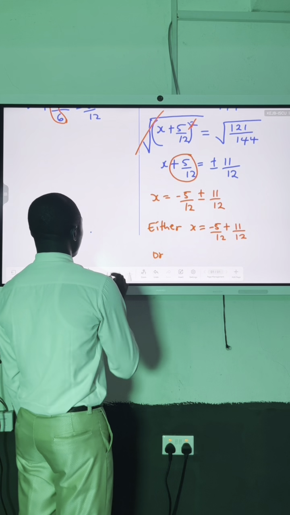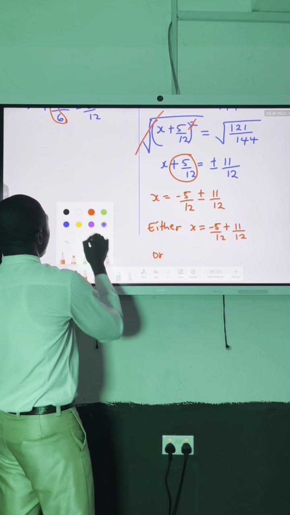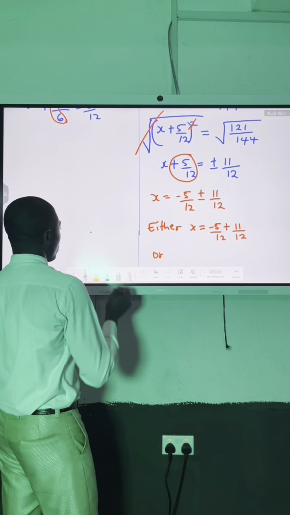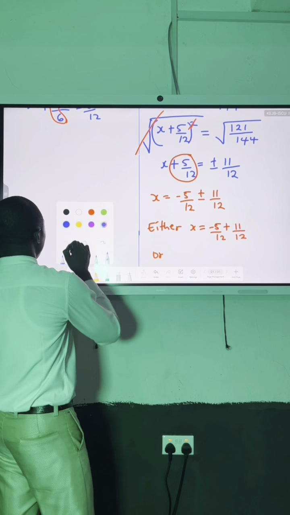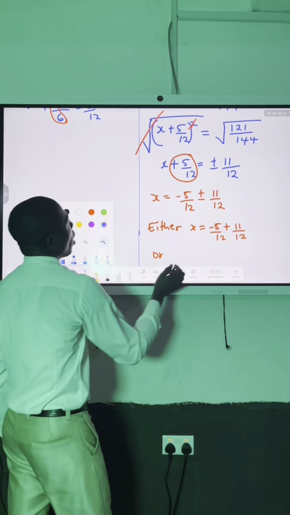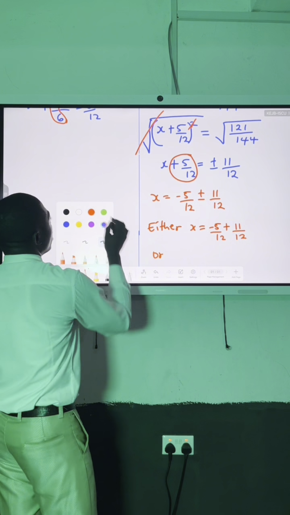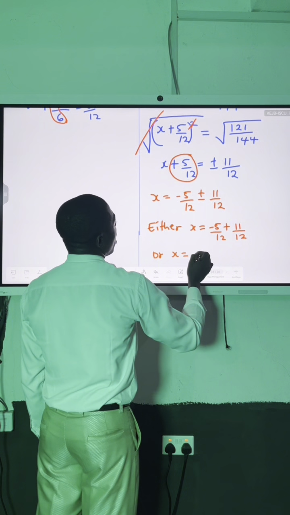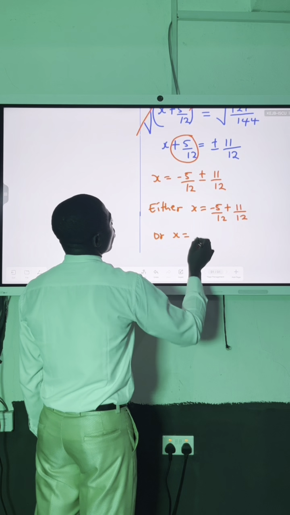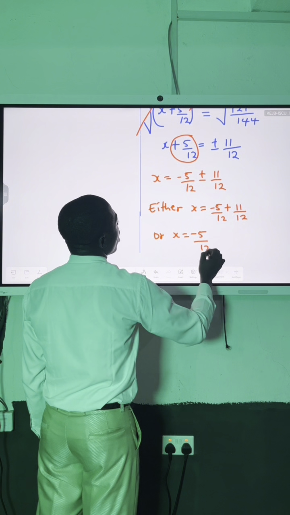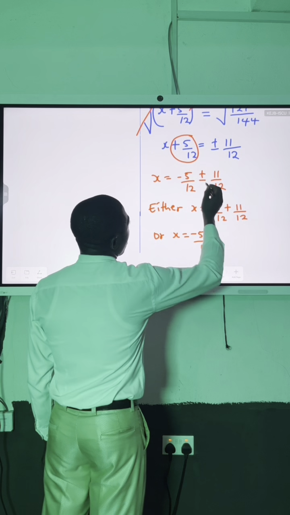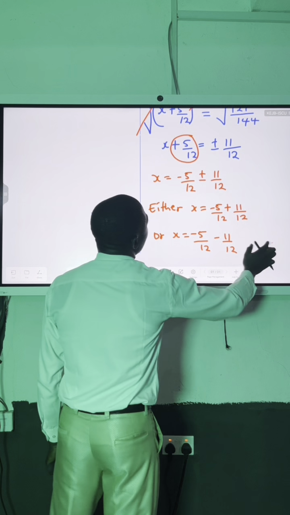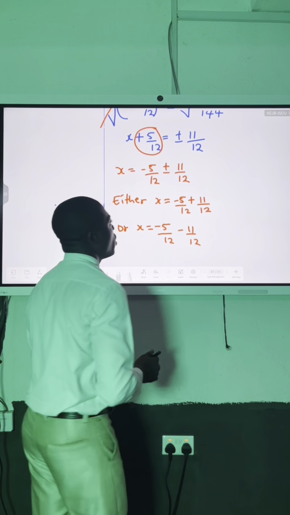Or the next one, x is equal to negative 5 over 12. We take the minus sign this time around, minus 11 over 12. Now let's start and finish up this and see how it goes.